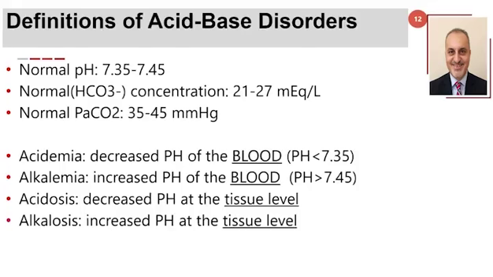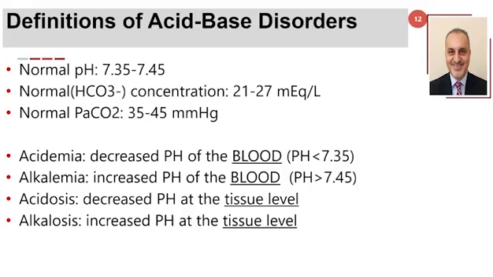As basic knowledge, like everybody knows, normal pH is 7.35 to 7.45. Normal bicarbonate usually is about 21 to 27 milliequivalent per liter. The PaCO2 is roughly between 35 to 45 millimeters of mercury.